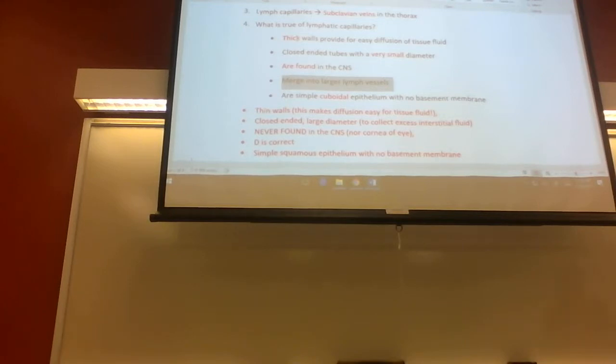Number 2, the statement says closed-ended tubes with very small diameter. This is false. You want to make it, what did I put? Large diameter. So lymph has thin walls, large diameters. They're pretty open. They are not found in the CNS.